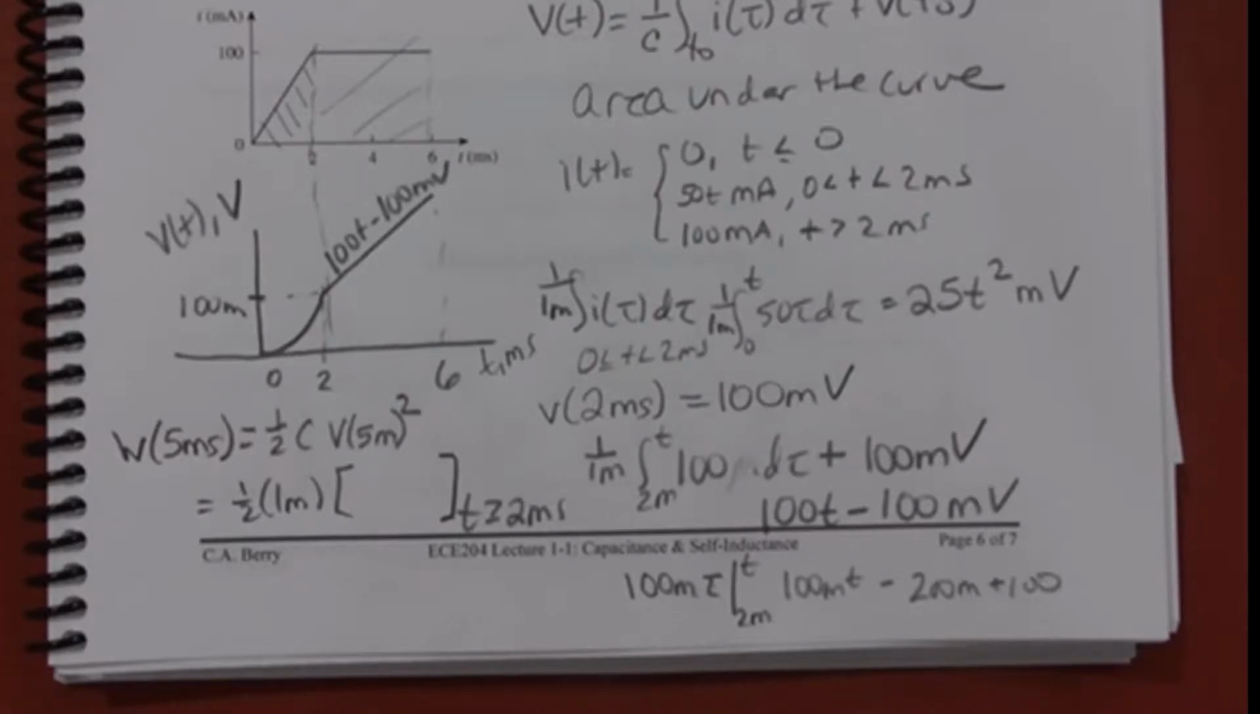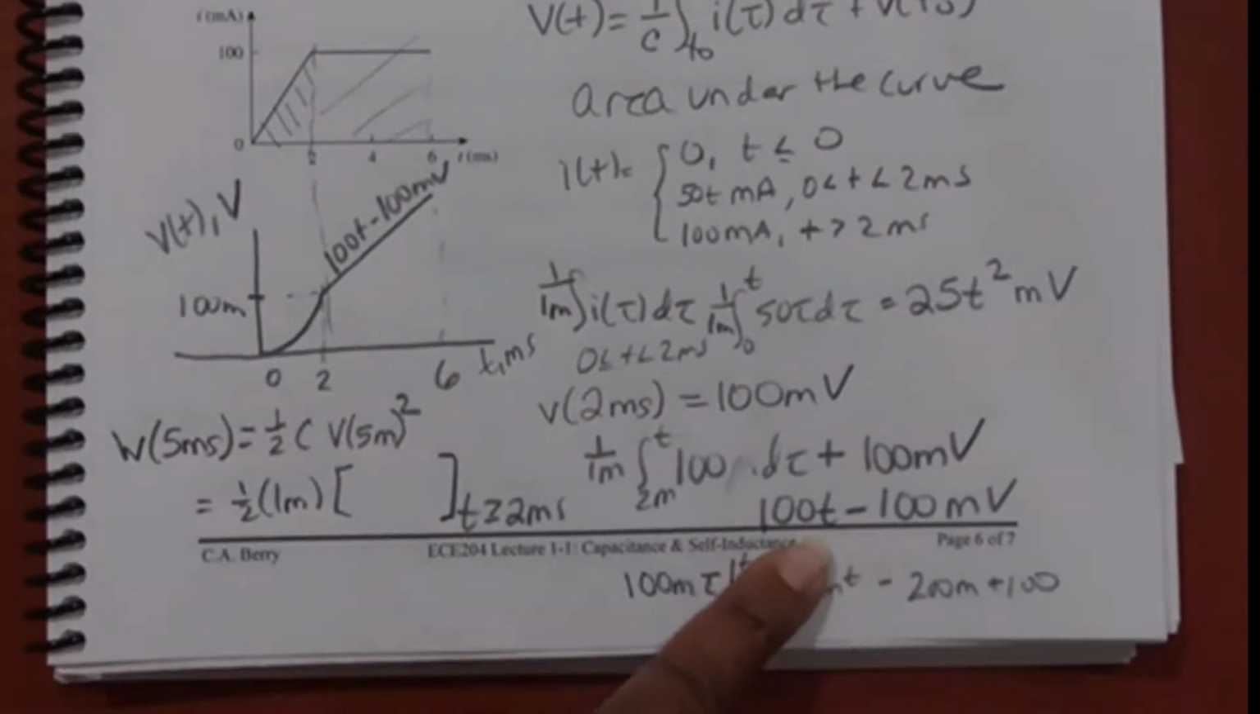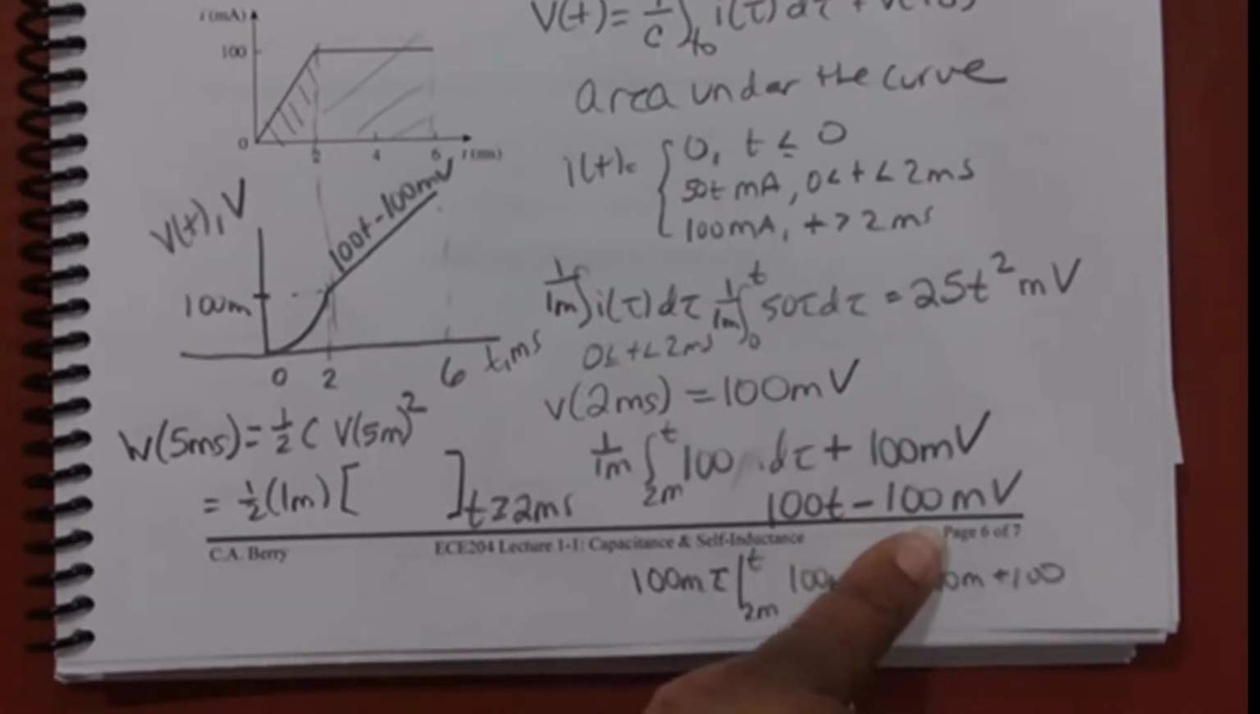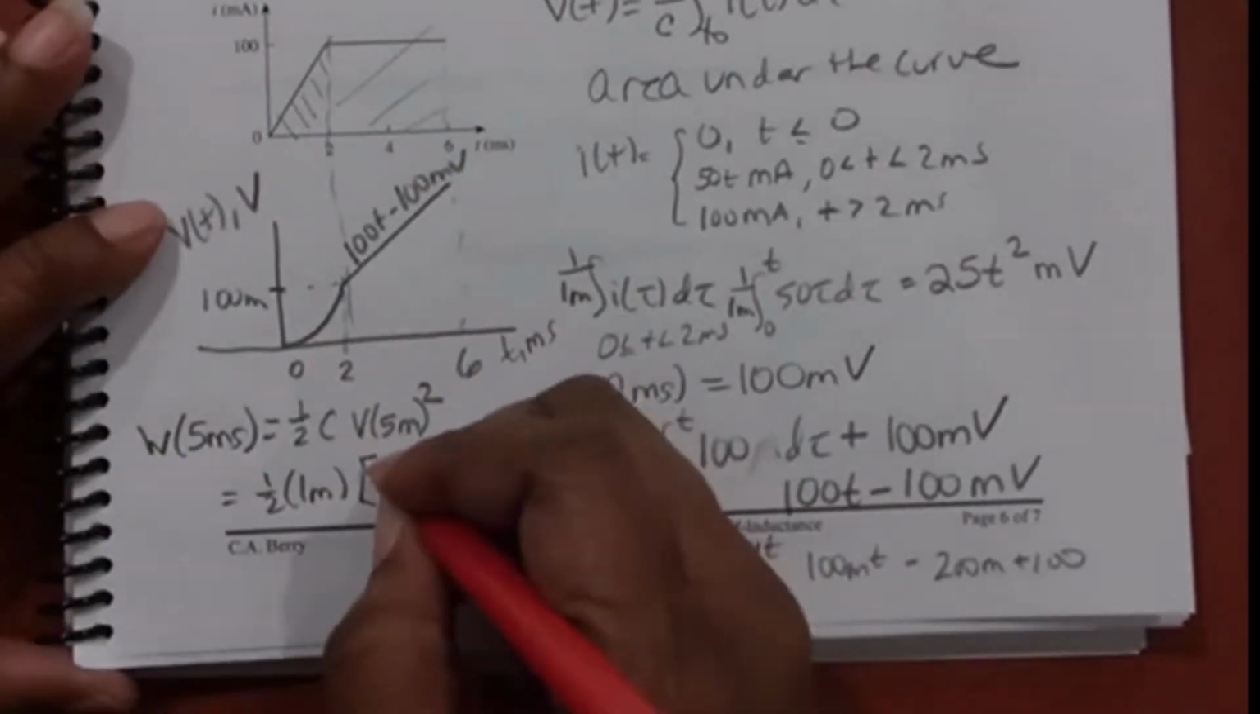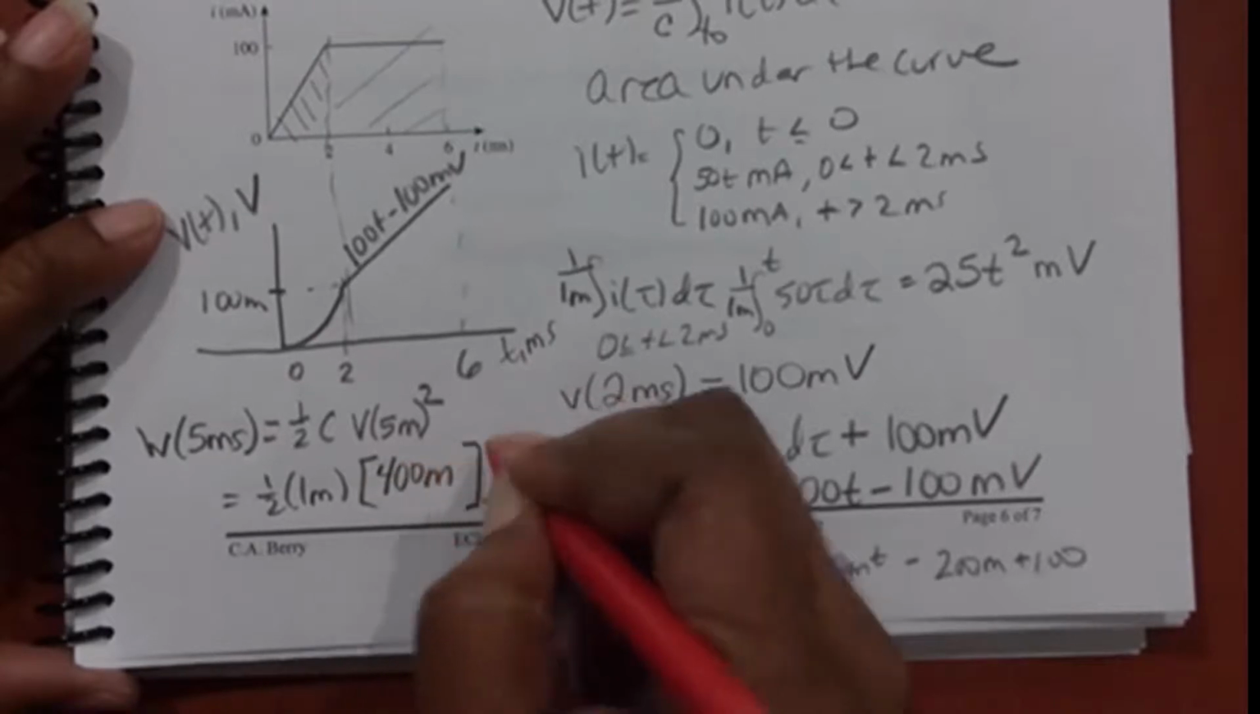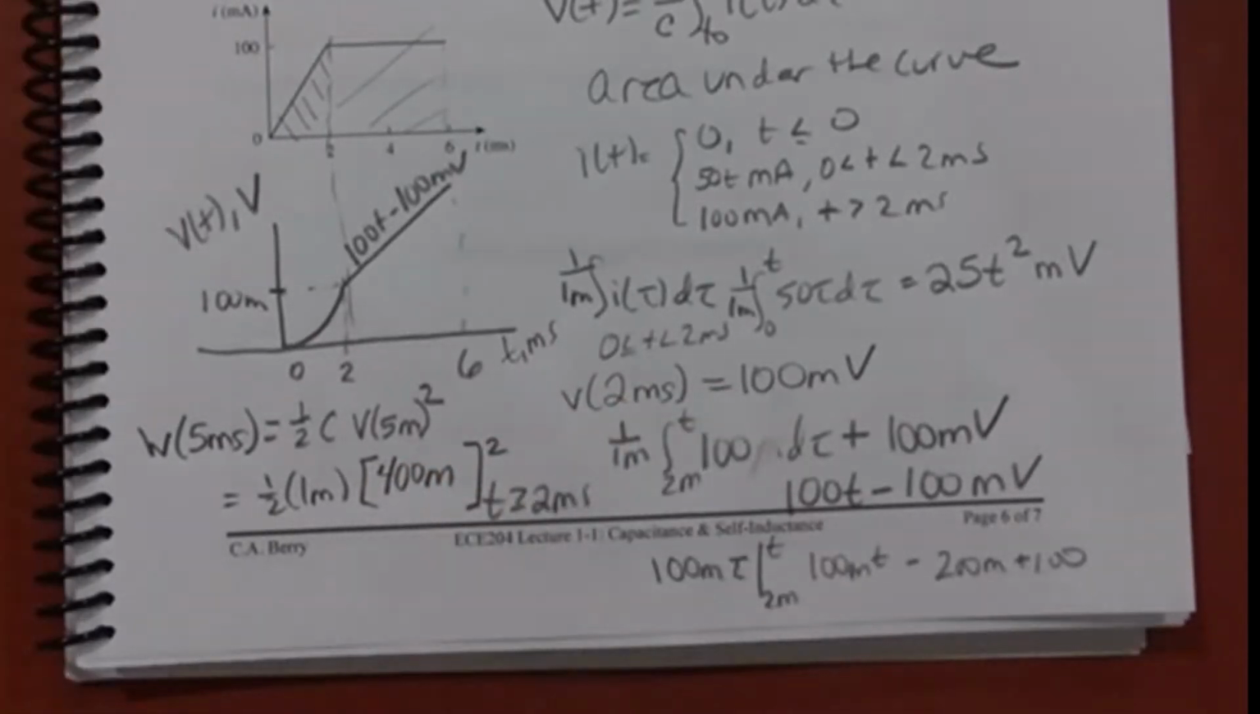So Liz, what I'm going to do is stick a 5 in 100T minus 100 millivolts. So 5 times 100 is 500 milli, but you got to subtract off the 100. So this is actually 400 milli, right?